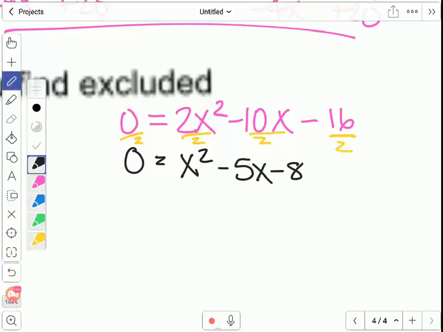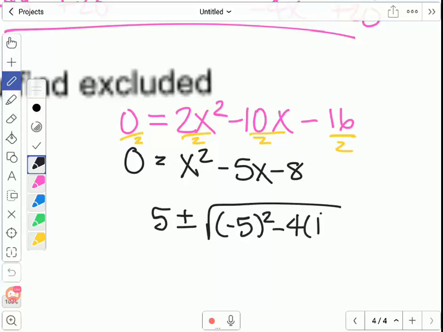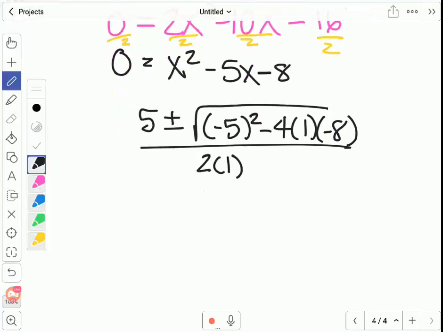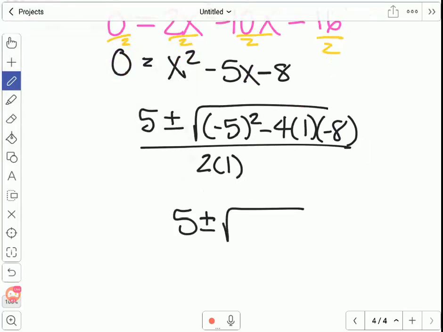Quadratic formula would be negative b, so 5, plus or minus the square root of b squared minus 4 times a times c, all over 2 times a. And we have 5 plus or minus the square root. When you plug in the discriminant, you end up with 25 and 32, 57 in the discriminant. So my answer is x equals 5 plus or minus the square root of 57 over 2.